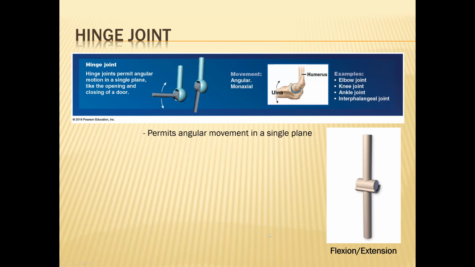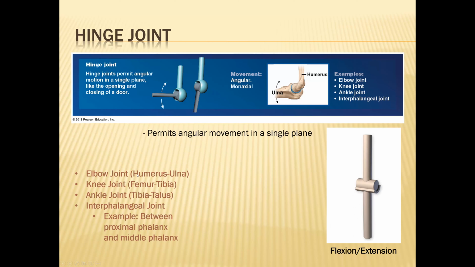So you have hinge joints in your elbow between the humerus and the ulna. Also your knee joint between the femur and the tibia. A hinge joint is also in your ankle between the tibia and the talus. And then in between your phalanges, so your interphalangeal joints. So for example, between a proximal phalanx and a middle phalanx, or between a middle phalanx and a distal phalanx.